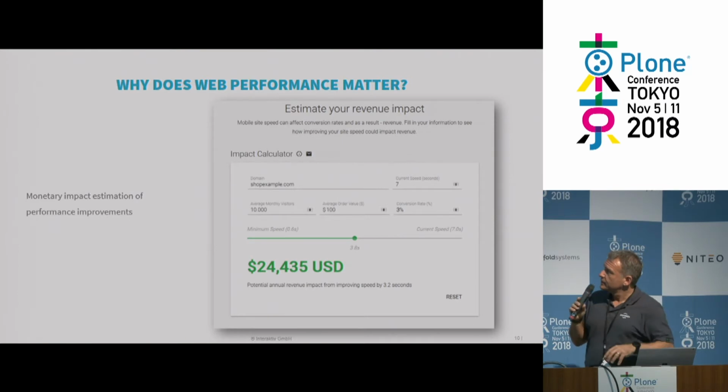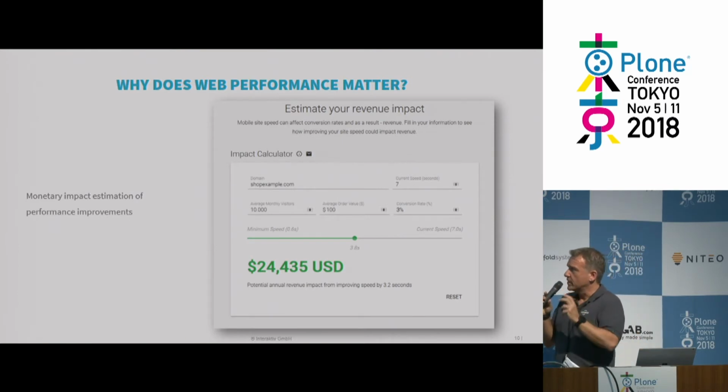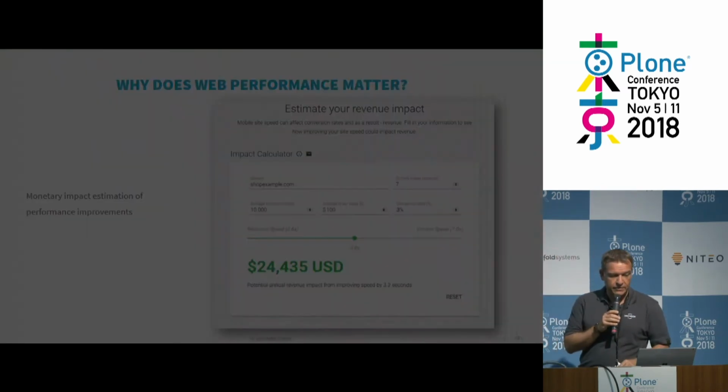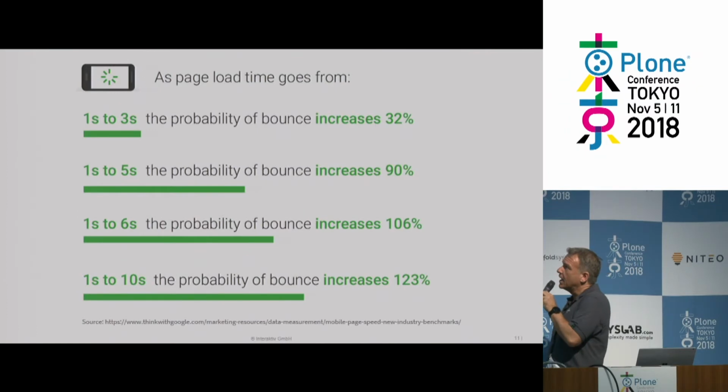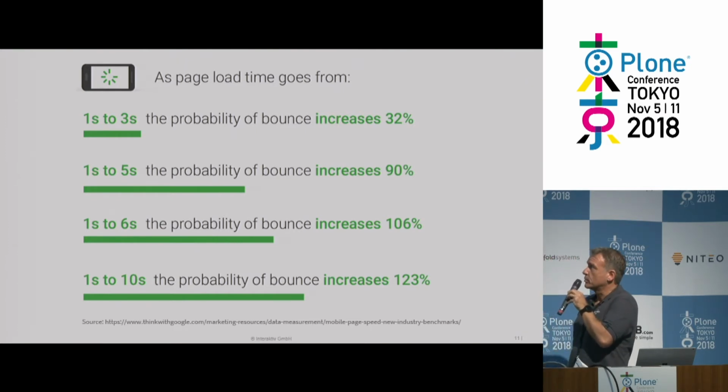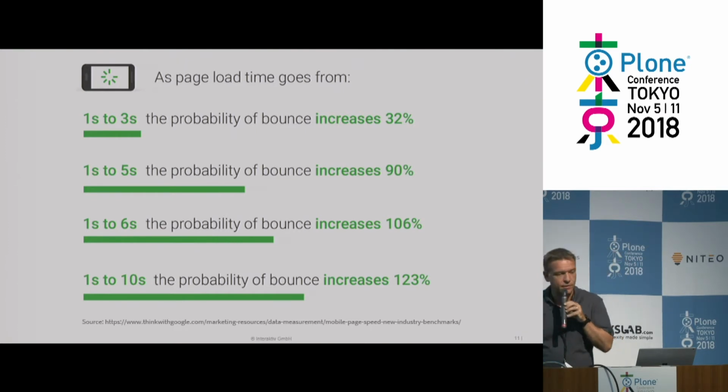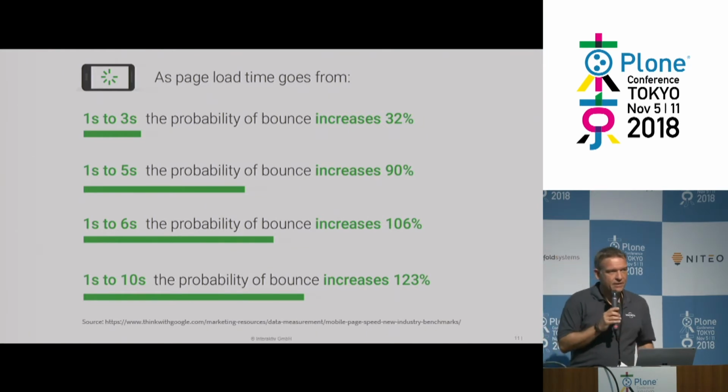So this is, they put it positively: if you do something to improve your performance, you have better results. You can also put it negatively. If your page load time goes from 1 to 3 seconds, the probability of bounce increases by 32%, and so on. So negatively speaking, the slower your website is, the more bounces you have.